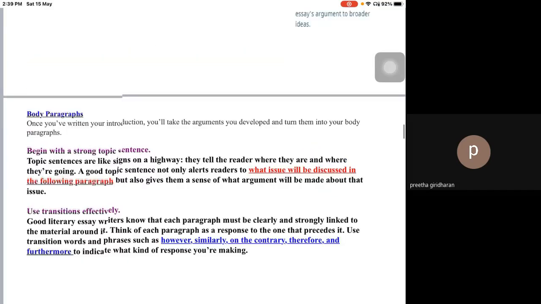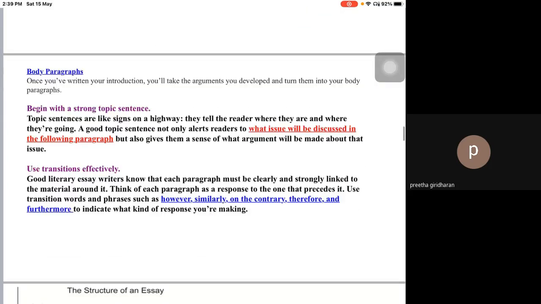Now going further into more detail regarding the body paragraphs.